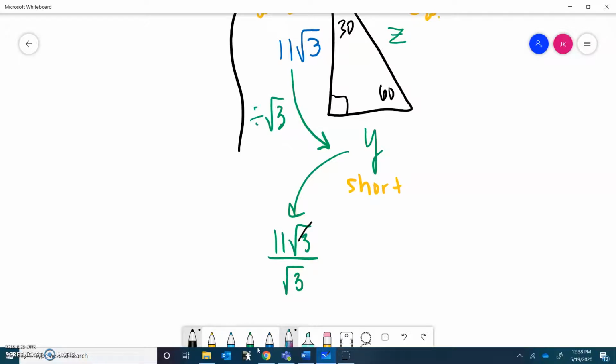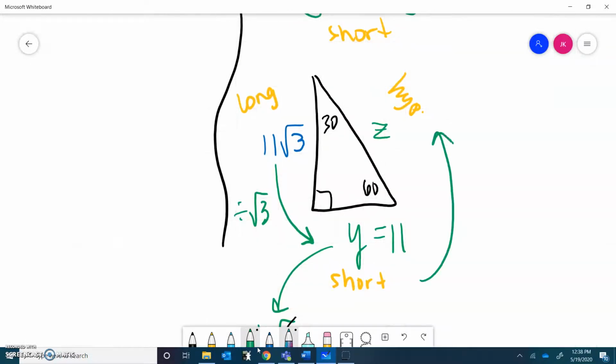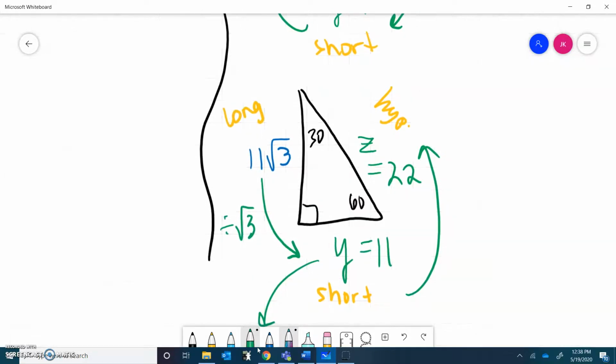So down here, I'm going to write down 11 root 3 divided by root 3. Again, in this one here, the root 3's cancel each other out, leaving us with just 11 for our short leg. And the hypotenuse is the short leg multiplied by 2, giving us our 22. So now we've seen the same triangle starting with all three different pieces and how you would go about finding the remaining pieces.